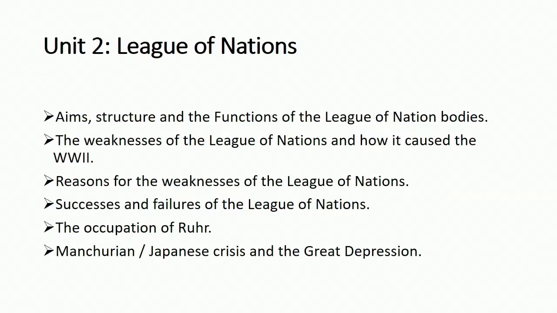You should be able to describe how Manchuria was occupied, how the Japanese invaded Manchuria. It is the same crisis. And we also have the Italian invasion of the African nation, Abyssinia. So it's the Manchurian crisis, because the Japanese are the ones who invaded Manchuria, and the Abyssinian crisis. These two are the main failures of the League of Nations in the 1930s.